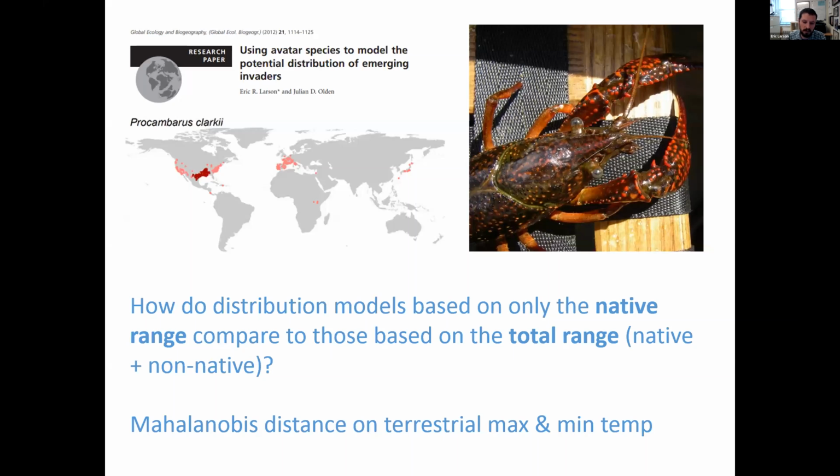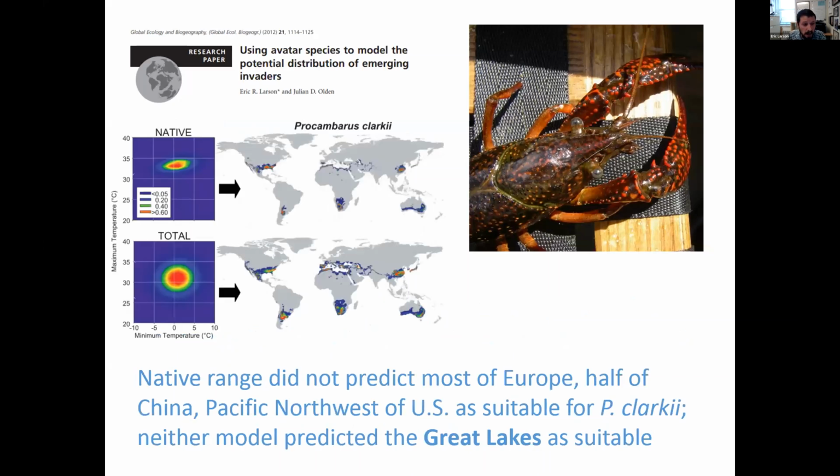And I ran this just on terrestrial maximum and minimum temperature, the temperature envelope of where this species occurs. So this is a pretty simple model, and one you would expect to overpredict where this animal could live in comparison to more complex models like maximum entropy that can fit complex relationships to environmental data. On the left, we have minimum temperature on the x-axis and maximum temperature on the y-axis for the native range and the non-native range, where warmer colors indicate places that are better for red swamp crayfish to establish. The native range does a fairly poor job of predicting every place red swamp crayfish subsequently established as an invader.